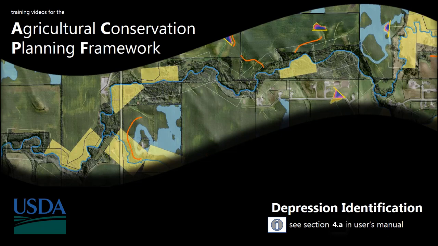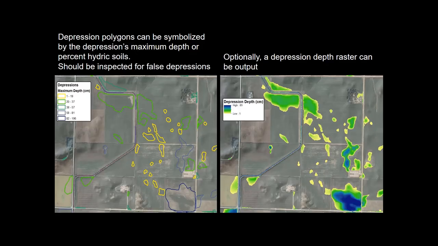In this lecture, we're going to go over the Depression Identification tool. This tool identifies depressions within a watershed by subtracting the original DEM from a filled DEM. This gives us a polygon output and a raster output.